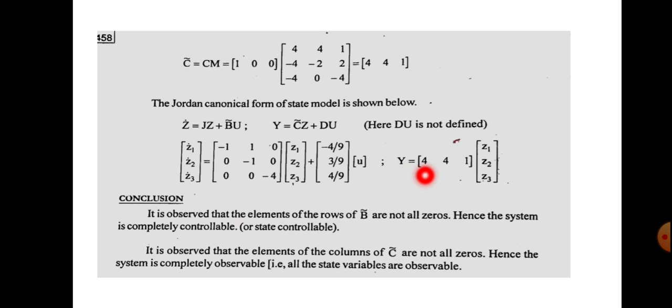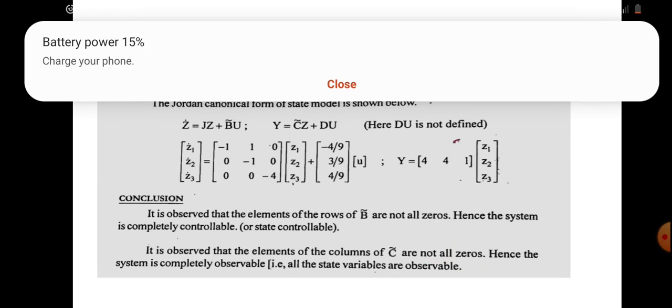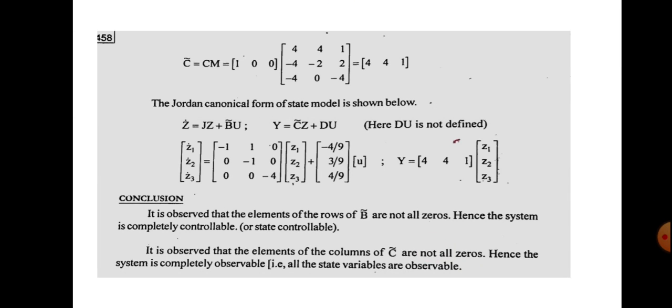Here it is given that in the case of observability, we are checking the C cap matrix. Here you can see C cap matrix is this. Here all columns we are checking, columns are non-zero. So we can say that it is observable. So it is observed that the elements of the columns of C cap are not all zeros, and the system is completely observable. That is, all the state variables are observable. Okay. So this is Gilbert's test.